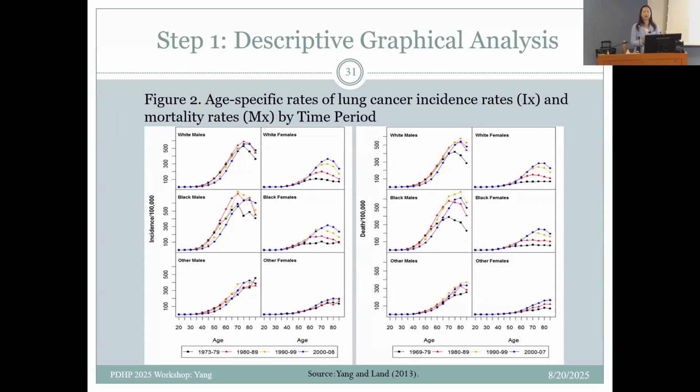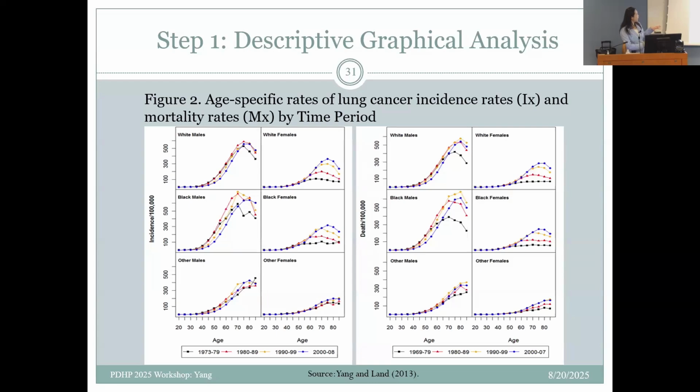So step 1, descriptive graphical analysis. This, again, is a graphical presentation of all the data tables that we have. Again, here we're focusing on lung cancer rates. On the left are incidence rates. On the right are mortality rates. And then we have the rates by race and sex simultaneously. So we have these partitioned, individual graphs for each subgroup population.